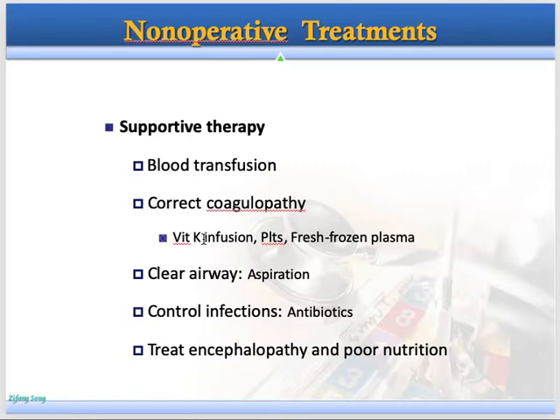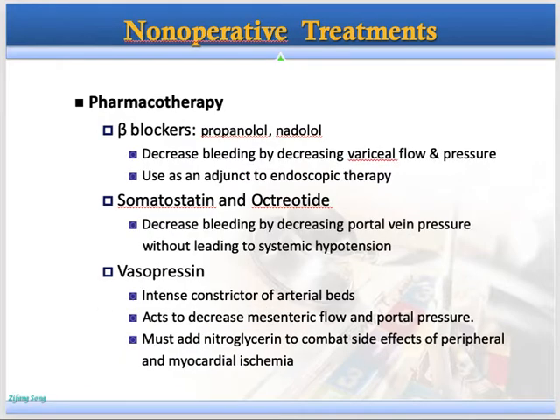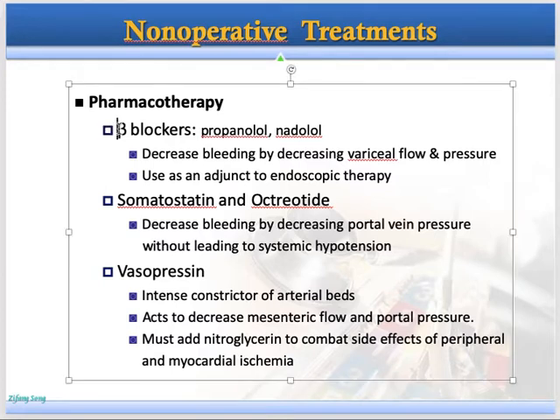So see, clear airway. Many of the patients are at risk of getting infection, so antibiotics also. Okay. So these things can be given. One of the things which we give is basically beta blockers, as I told you already.